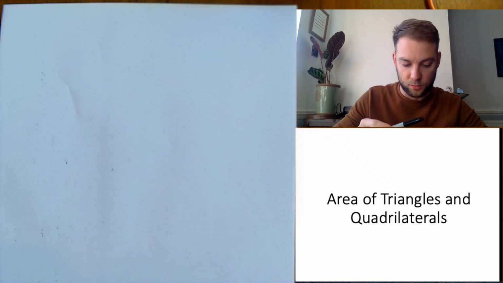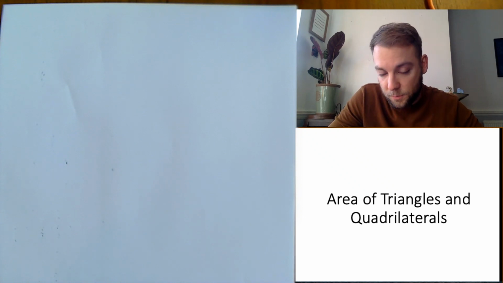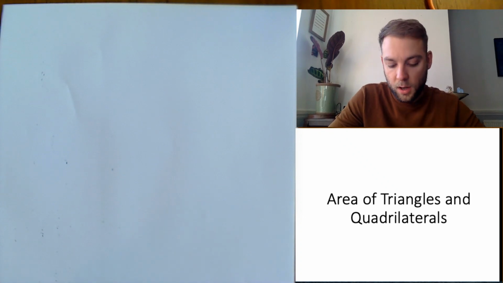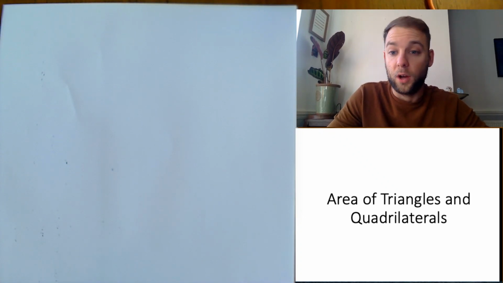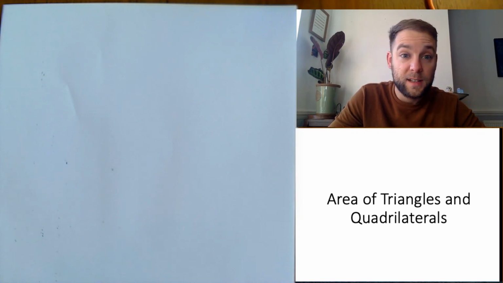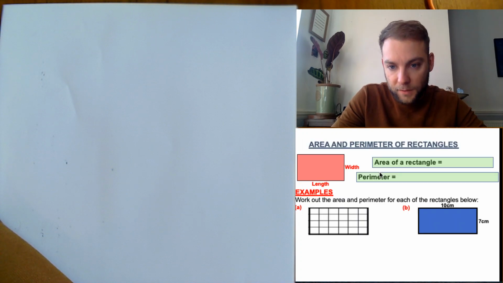And this includes rectangles, squares, it includes trapeziums, parallelograms, rhombus. All of these come under the quadrilateral category. And also, we're looking at the area of a triangle as well, which is a three-sided shape. So, let's have a go at our first questions.